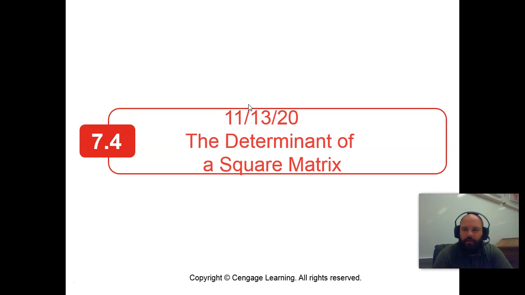So today we are going to continue our discussion with matrices. This is actually the last section that we're going to be talking about matrices. And then after this, we're going to have a quiz on the last couple of sections. So this section is chapter 4, section 4. I'm sorry, chapter 7, section 4.